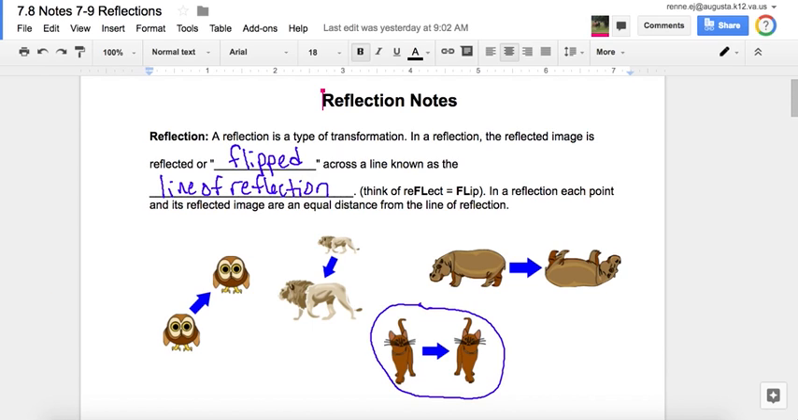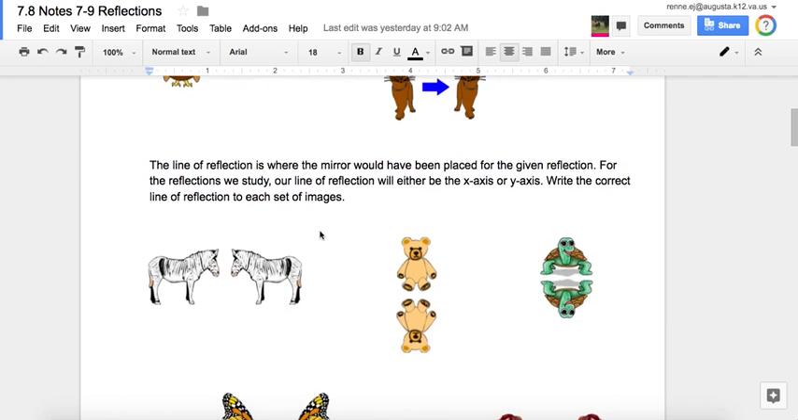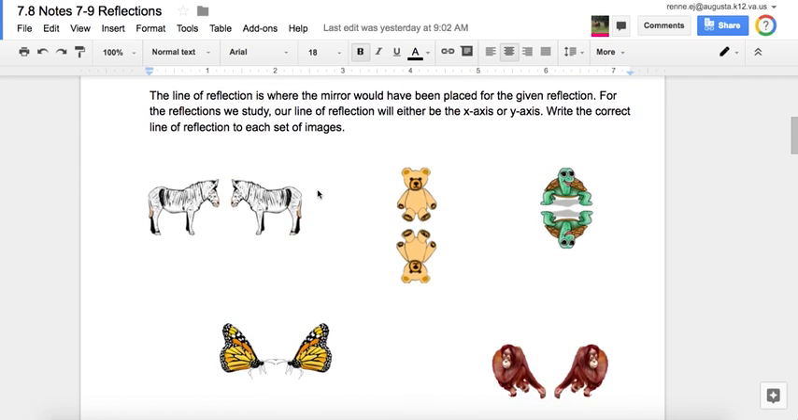Okay, let's look at drawing in lines of reflection. So I'm at the bottom of this page. So the line of reflection is where the mirror would have been placed for the given reflection. For the reflections we study, our line of reflection will either be the x-axis or the y-axis. Write the correct line of reflection to each set of images. So you'll probably want a ruler for this. So if you need to get a ruler, go ahead and pause the video and then turn it back on once you have a ruler.